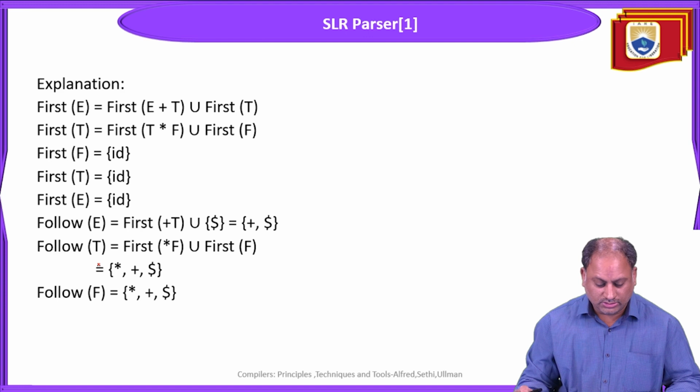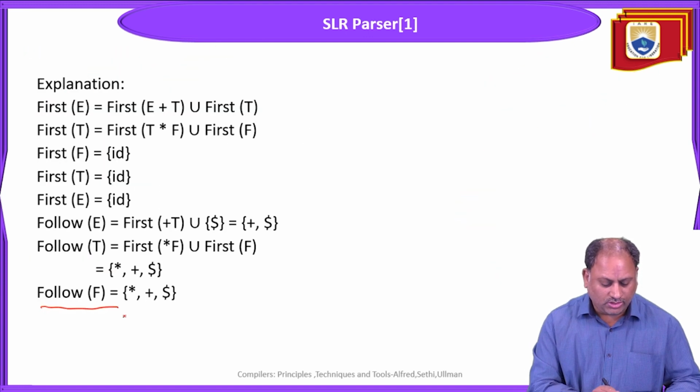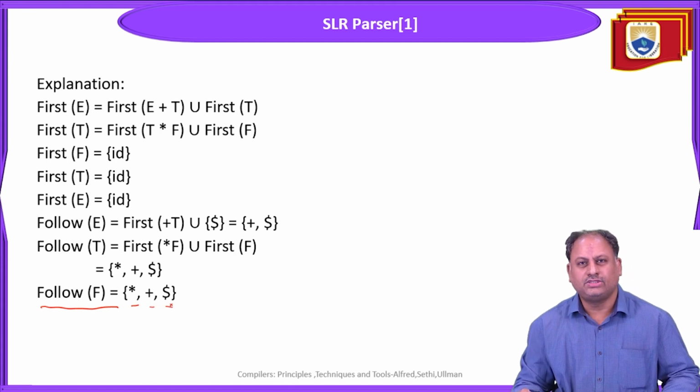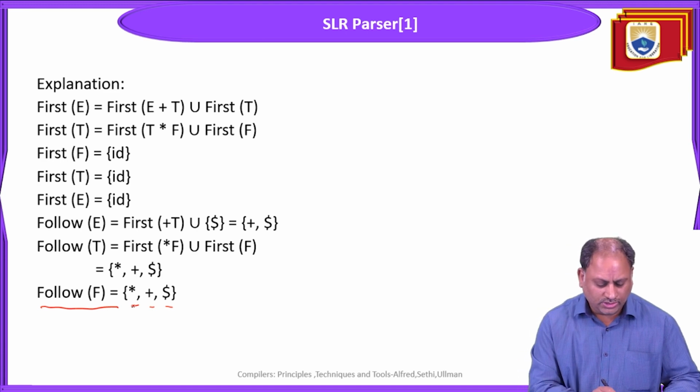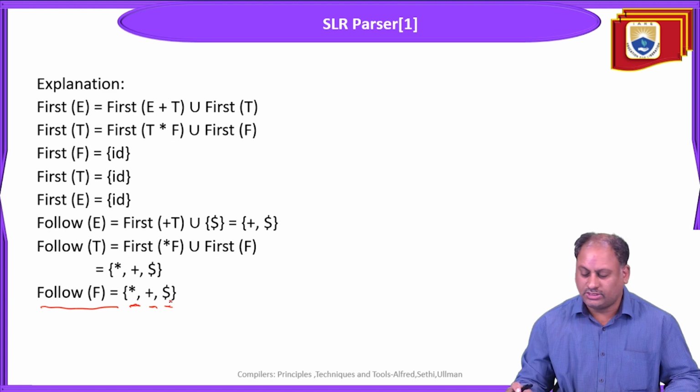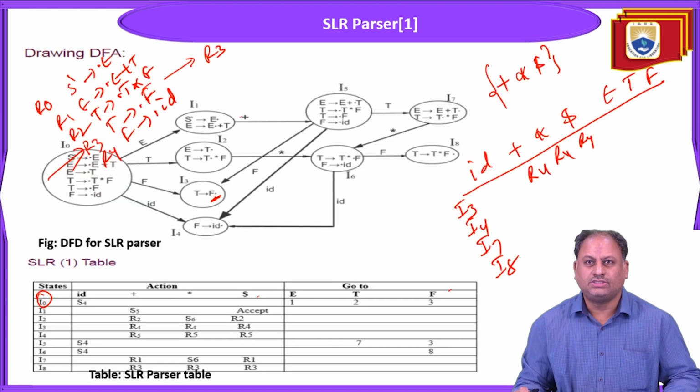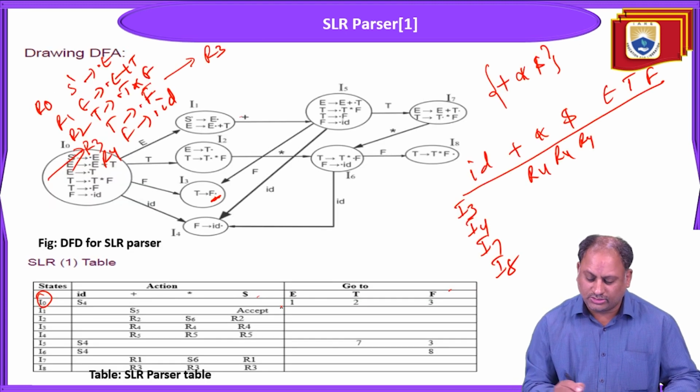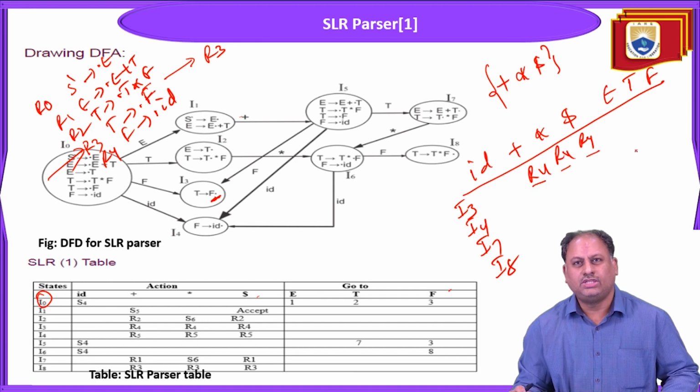So what is the symbol here? That is F, so here follow of F. What is the follow of F? Star, plus, dollar. These computations are already done in the previous videos for different grammars, so see the previous videos for how to compute first and follow. So we have to get these three symbols, and based on this, only these entries are to be written. That's why plus, star, dollar. Only these three entries are to be written.